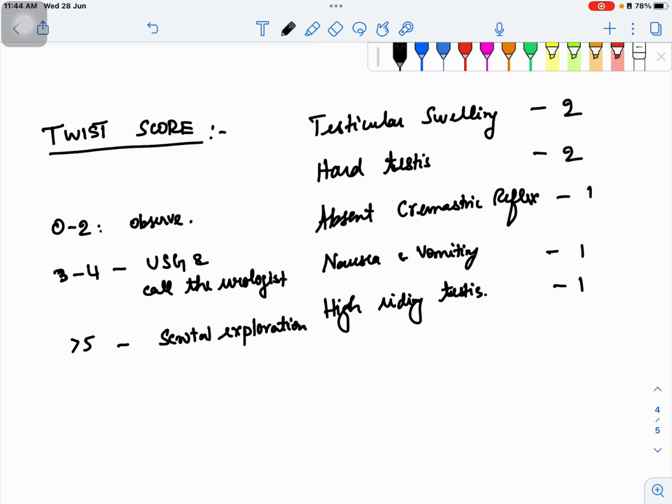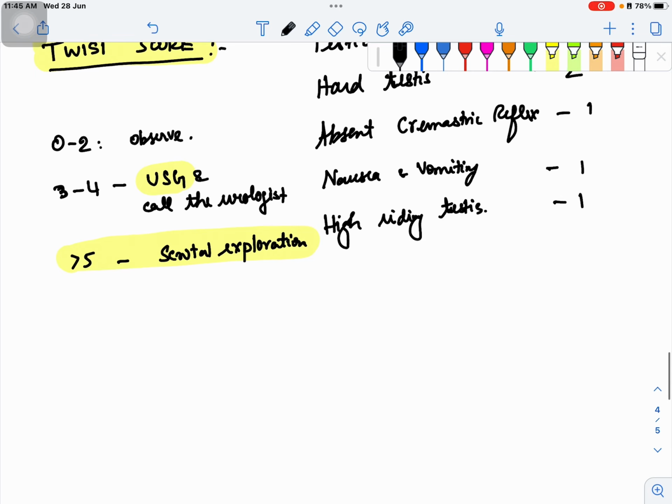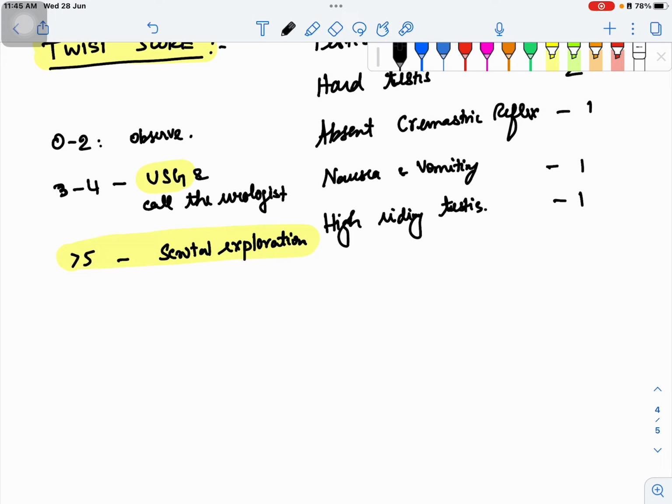Most of the time they are giving a scenario. Even in May 2020 a confusing scenario was asked. So you basically have to look at the TWIST score and calculate it manually, and if the score is coming more than 5, most of the time you will do a scrotal exploration, and if it is less than 5, you will be doing ultrasound. Whenever you are doing scrotal exploration, one thing you must keep in mind is that the opposite side should also be fixed. We use a transverse incision or a median raphe incision, and the opposite testis will also be fixed.